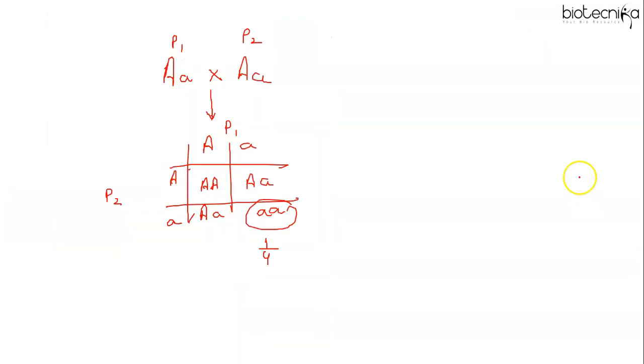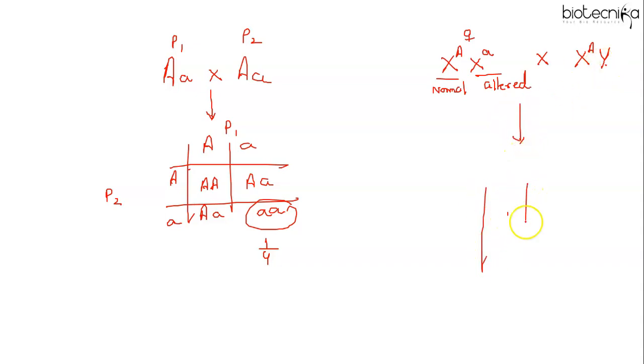So let's consider the cross. Let's say the mother is a carrier. So this is the normal allele and this is the altered one. So the mother is heterozygous, and let's say we have an unaffected father. In such a case, the progeny will have the following genotypes.